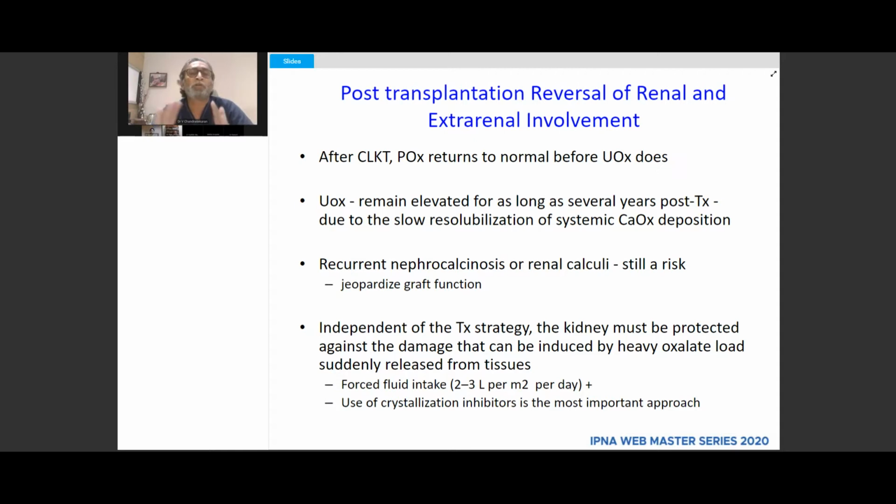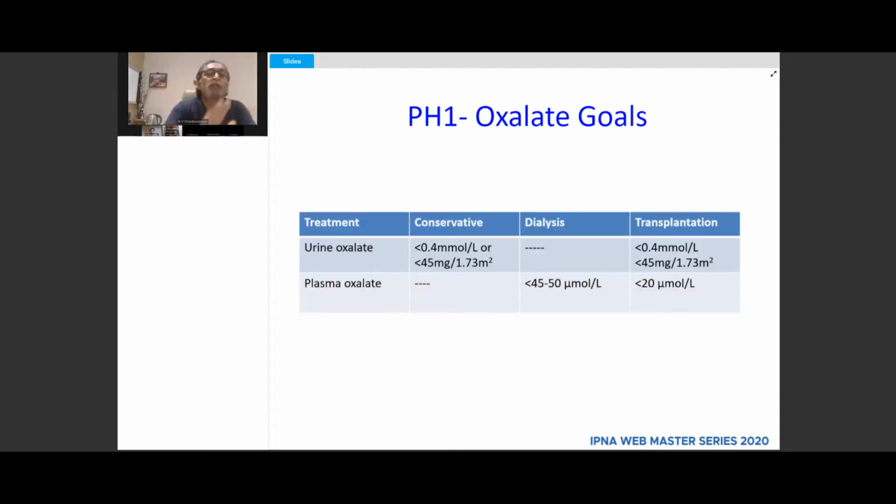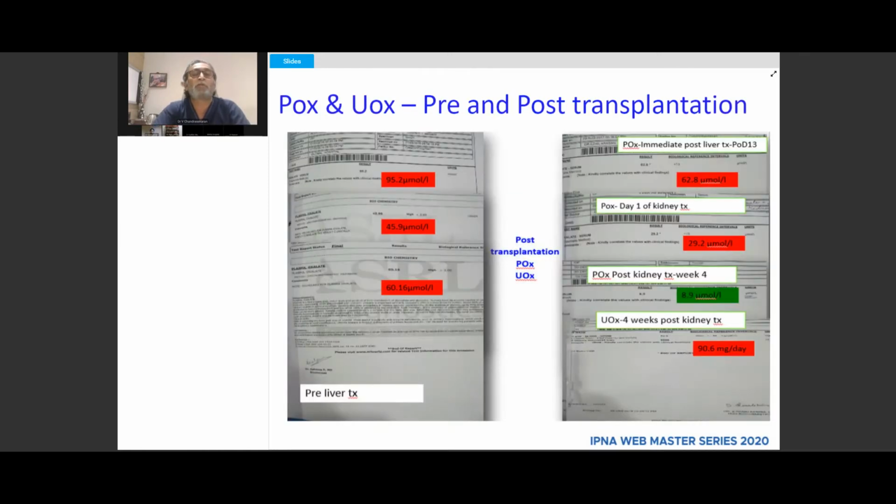The oxalate goal when the patient has CKD on conservative management is around 0.4 millimoles per liter, and even after transplantation it is again 0.4 millimoles per liter plasma oxalate. When the patient is on dialysis, to prevent systemic oxalosis, it is less than 45 to 50 micromoles per liter, and after transplant the goal is less than 20 micromoles. It is not always achieved in most of the patients. So this is a representation of one of the patients who had a combined liver-kidney, who had a sequential liver-kidney transplant.